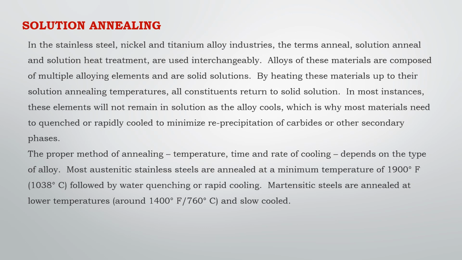Most austenitic stainless steels are annealed at a minimum temperature of 1900 degrees Fahrenheit (1038 degrees Celsius), followed by water quenching or rapid cooling. Martensitic steels are annealed at lower temperatures, around 1400 degrees F (760 degrees C), and slow cooled.